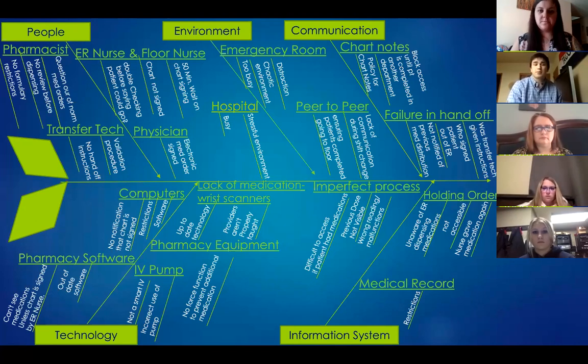And then from those little branches, you ask why does this relate to the harm from medical care rather than an underlying disease? So if you look at pharmacy software, our why is out of date software, and also can't see medication unless chart is signed by an ER nurse. So under each little branch will be the why for why it is related to the harm from medical care rather than an underlying disease.